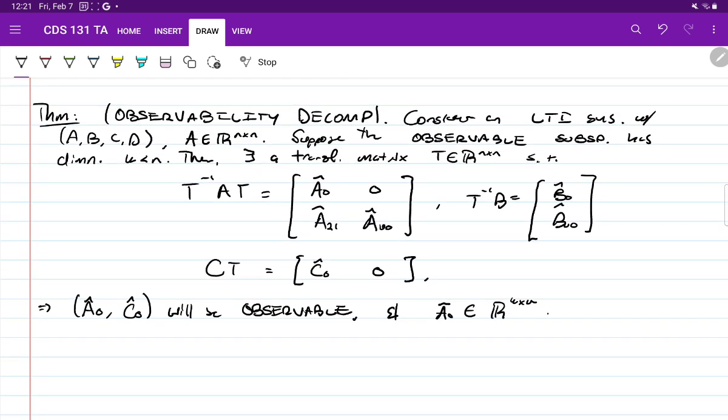Okay, fantastic. So what we're saying is we could split our system into an observable component, right? And then an unobservable component, right? And we see that this unobservable component doesn't even show up in the output, right? So there's no way that we could reconstruct the unobservable component. That kind of makes sense from the standpoint of the observability decomposition.